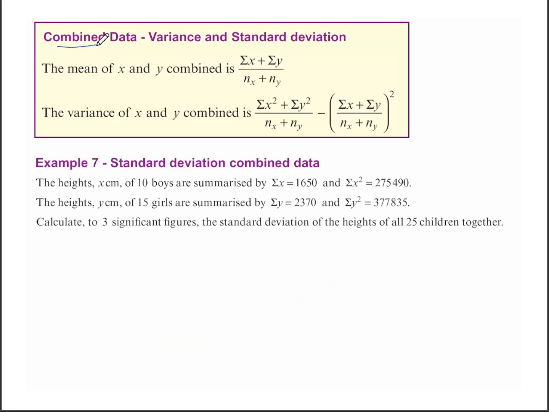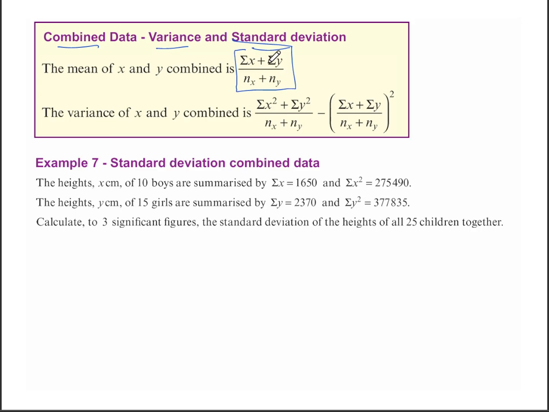Next, when we are given combined data and we want to find the variance and standard deviation of that combined data, we do the following. In order to find the mean, we did that previously, where you have to take the sum of each data set and then divide by the total number of data points combined from both data sets, which sums up to this formula here. And that is going to be used as our mean.